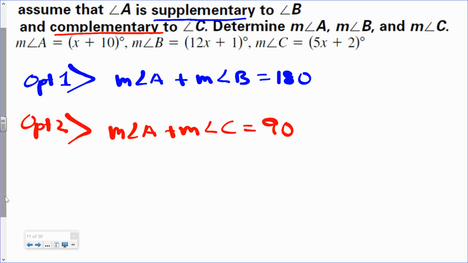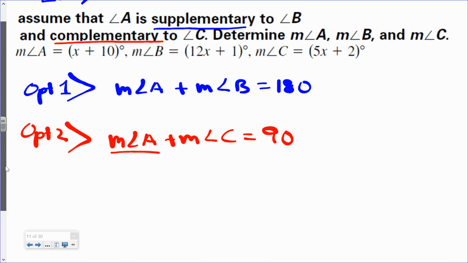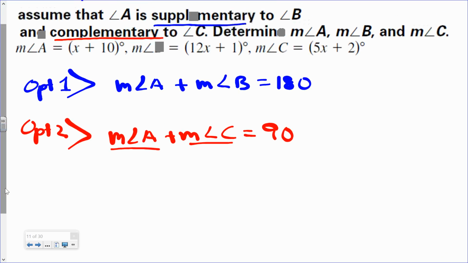So look at the red one, option 2. I'm going to substitute angle A with what angle A is. I'll substitute angle C with what angle C is, and then use some algebra to solve for x. What is angle A? Nice. Plus, nice, 5x plus 2 equals 90.